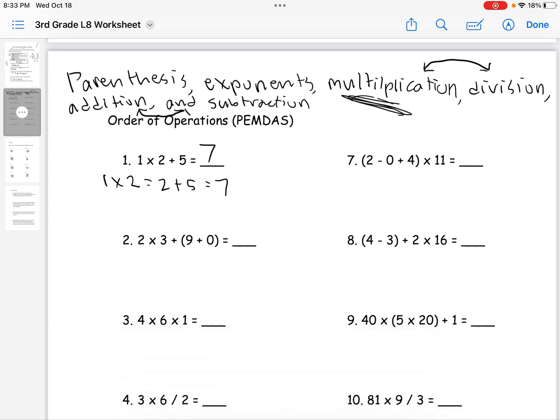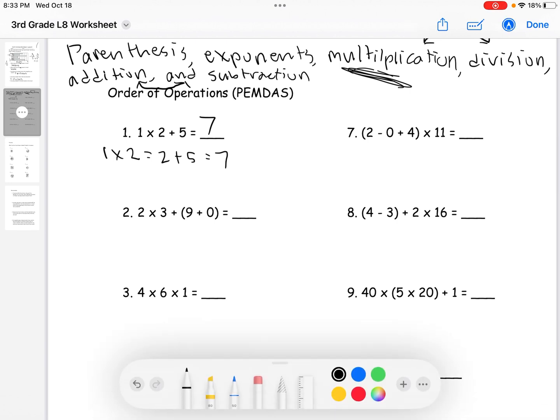We'll do one more here, which we'll do number 8. So the first thing we have to do is the parentheses, which is the P in PEMDAS, the first one. So 4 minus 3 equals 1. So we still have 1 plus 2 times 16. Next thing we have to do is the multiplication, since multiplication is before addition. So 2 times 16 equals 32. So it would just be 1 plus 32, which equals 33. So the answer to question 8 will be 33.